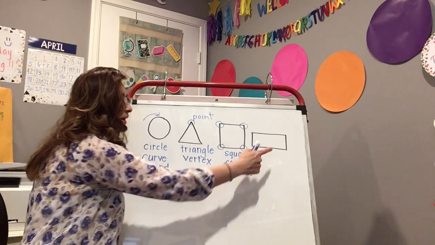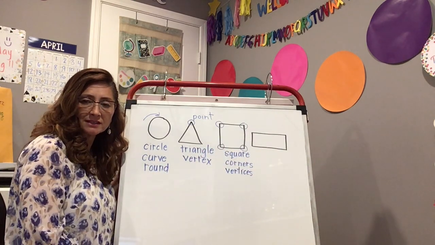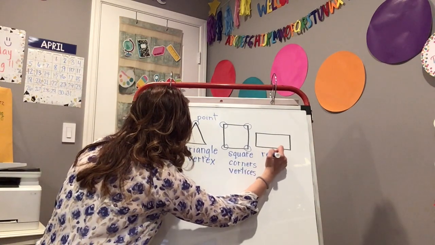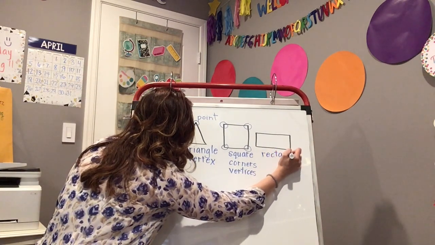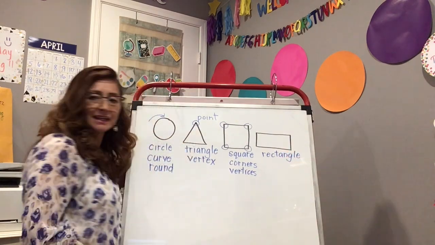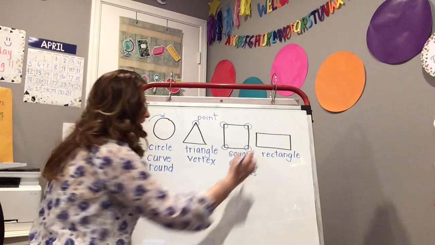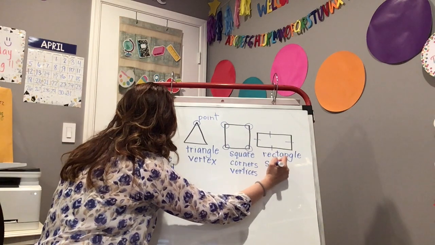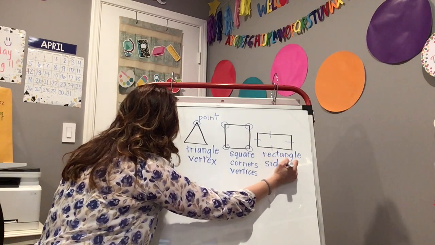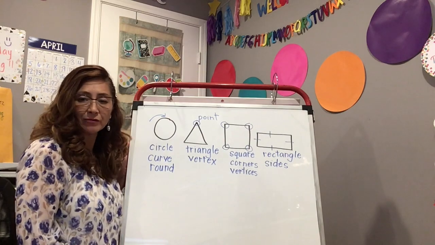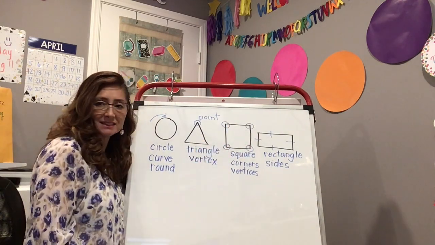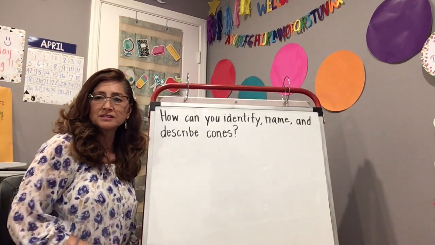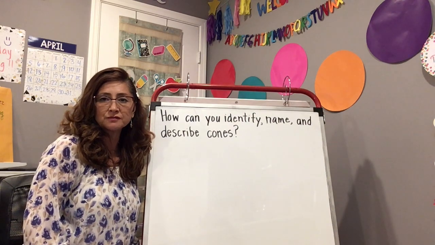Very good. How about our last shape? Can you think of some words that can describe that shape? Very good. Rectangle. Okay. Anything else, friends? Yes, that's right. Sides. A rectangle has sides. Remember, a rectangle has two short sides and two long sides. Very good review, friends.